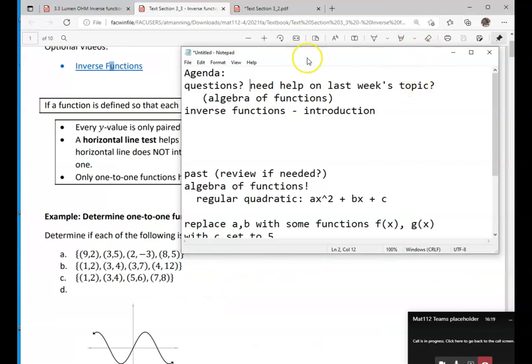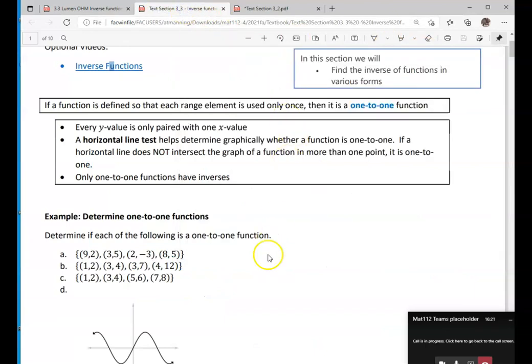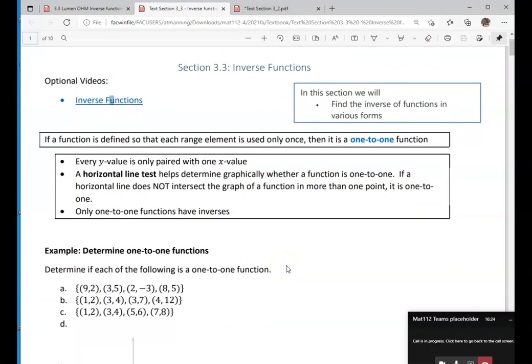It's like a different topic, a little brain switch. What we're thinking of is, first of all, they want to talk about functions. Remember, go way back to the beginning. Functions, whether or not they are one-to-one.